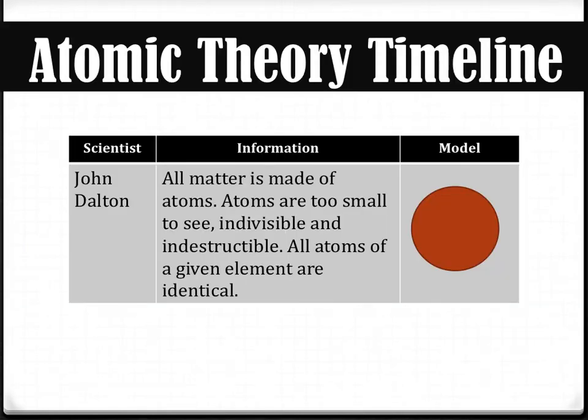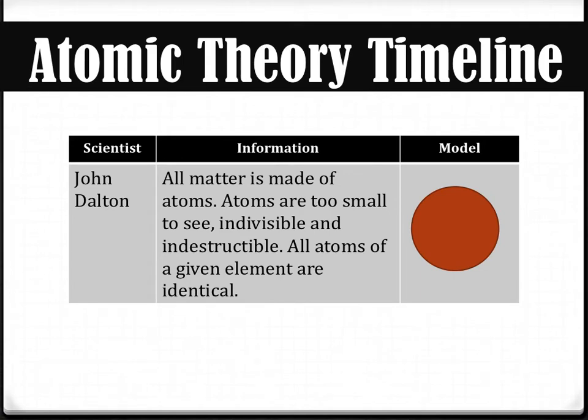So John Dalton was the very first one who came up with an atomic theory, and he basically said all matter is made of atoms. Well, we know today that is still true. He knew that atoms were too small to see. He said they were indivisible and indestructible, so you could not split them, can't cut them, can't nothing. He said all atoms of a given element are identical.